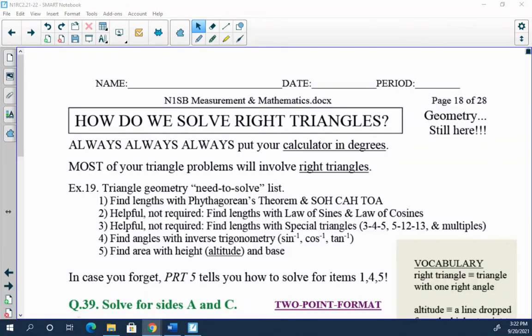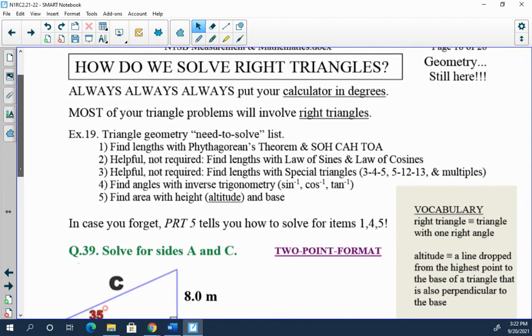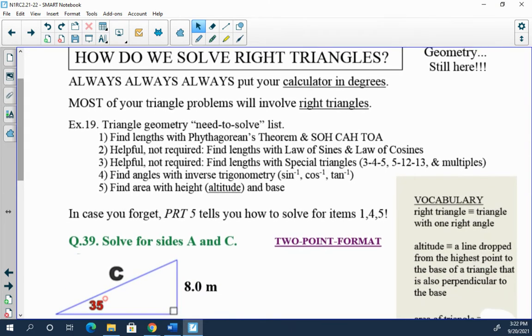Okie dokie. We're going to solve some right triangles. I'm going to show you some quick ones up here on the board. Make sure you feel comfortable with this. So notice, calculator in degrees. Yes, you do mean degrees. Whatever you're doing in math, make sure you're in degrees when you come in here. If you reset your calculator, it resets to radians, so go to degrees.